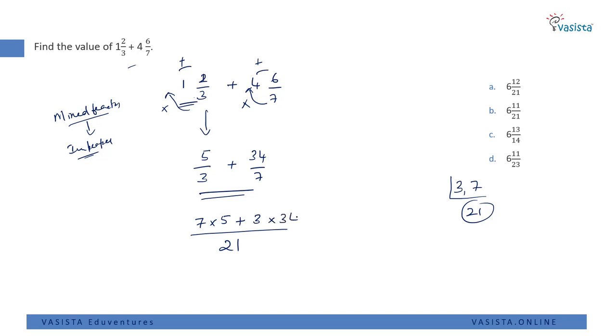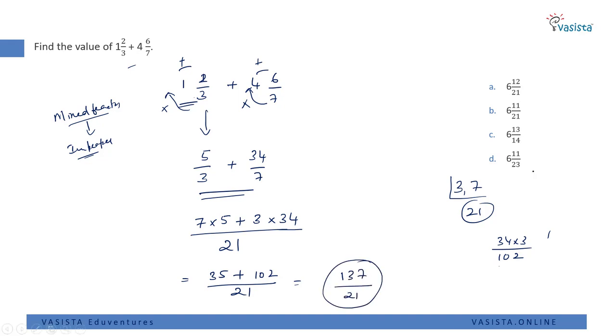into 34. Now 7 fives are 35, plus 34 times 3. So how much is 34 times 3? 4 threes are 12, 1 carry, 3 threes are 9 plus 1 is 10, so 102. 102 plus 35, that is 137/21.